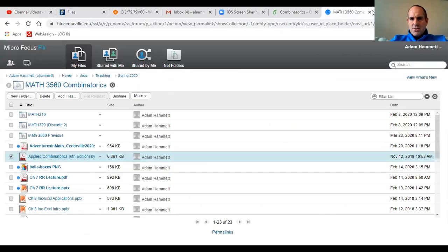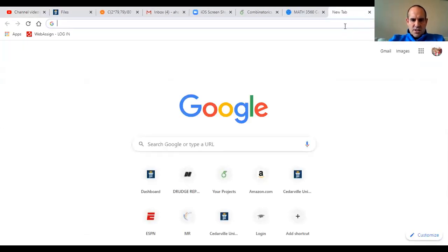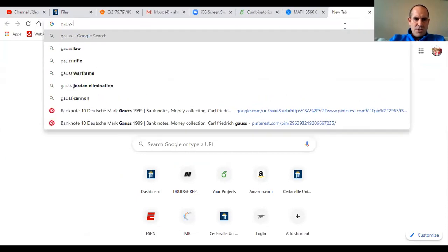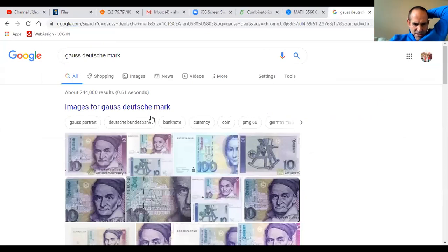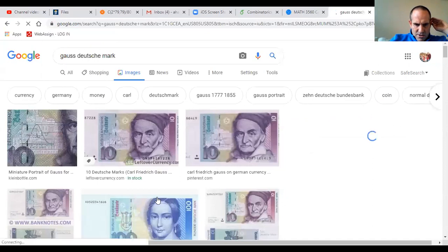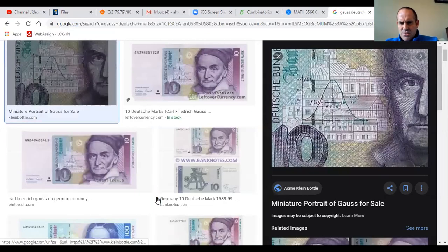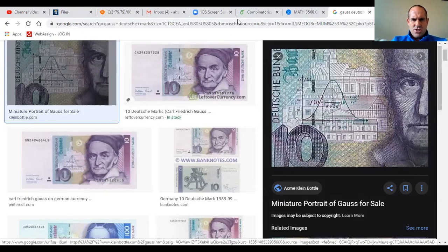So we go in here. Let's talk about Gauss. Deutschmark picture. There he is, right there. Let's see if we can get a little clearer viewing. There it is. Do you see it? That is remarkable. There's the bell-shaped curve right there, and you can see the density of the normal random variable sitting right there. Carl Friedrich Gauss, amazing mathematician.